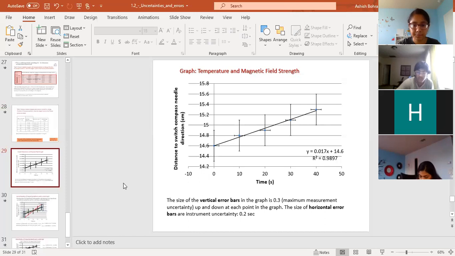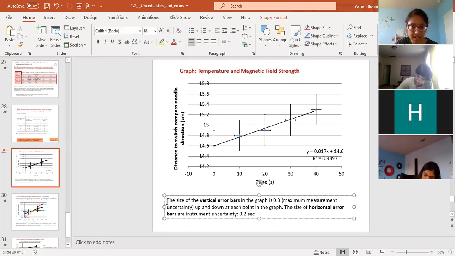And then we need to specify that underneath, right? Yeah. The worst uncertainty was taken for all of the y uncertainties. Or the uncertainty in distance, I think that would probably be a better way to put it. Yeah, it actually says it right here. The size of the vertical error bars in the graph is 0.3, which was the maximum measurement uncertainty.